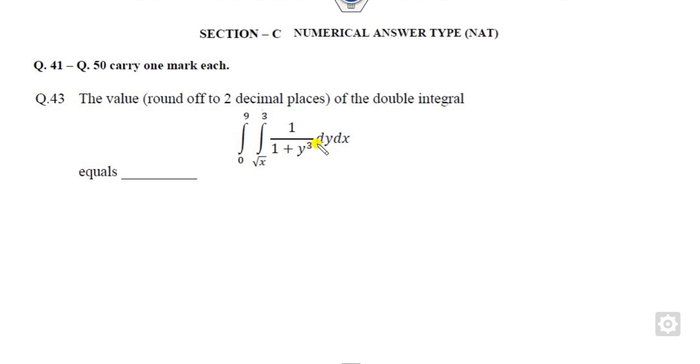Look at another one. Whenever there is a double integration, you should always try to solve it with the help of change of order of integration, because you can see this is firstly with respect to y. It's not an easy task to integrate 1 upon 1 plus y cube. If it is 1 plus y square, then you can easily solve that, it's a tan inverse, but here is a cube.